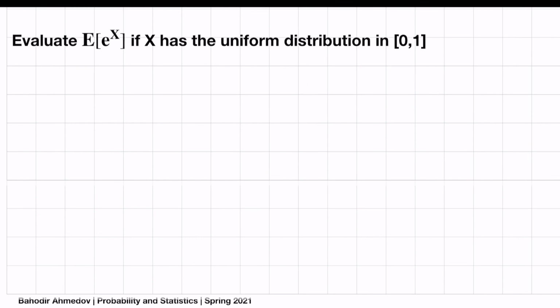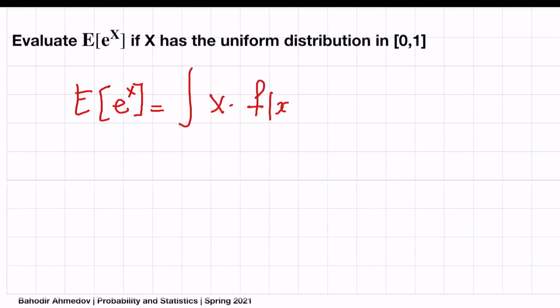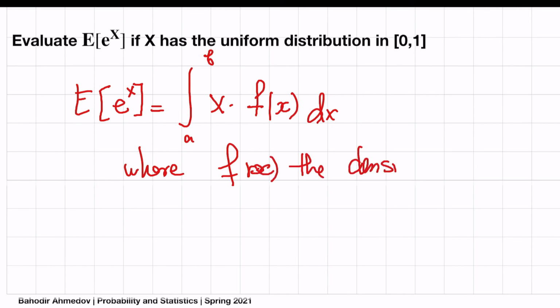We can evaluate the expected value of e to the power of x by finding its density function. We are going to discuss this later on. So next lecture, we're going to discuss how we can evaluate the expected value of e to the power of x by just integrating x times the distribution, the integral from a to b of x f(x) dx, where f(x) is going to be the density function of e to the power of x.